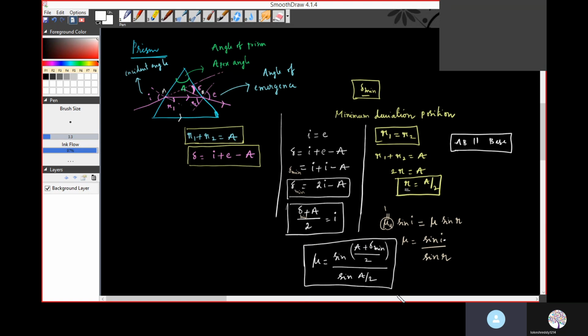When I is equal to E, we can write E in place of I also. These formulas you need to learn; they are very important in solving the problems.